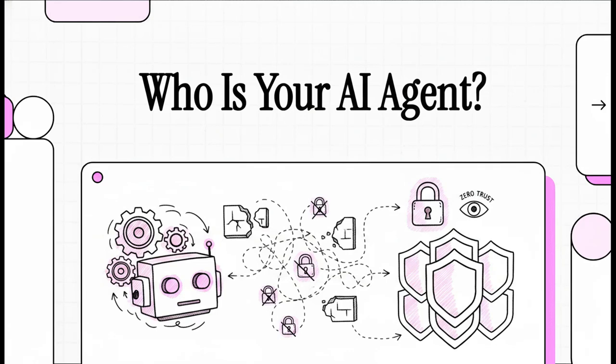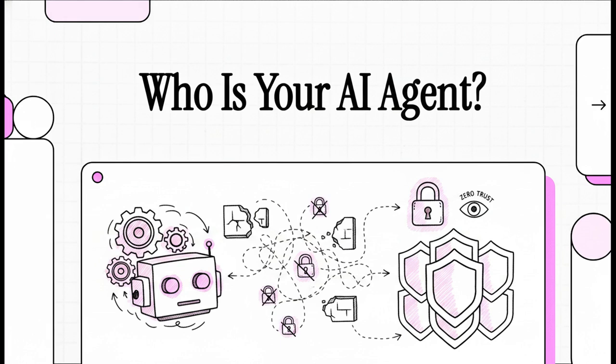Okay, let's just dive right into this. Welcome to today's Explainer, where we're tackling what is easily one of the most pressing and, frankly, most misunderstood architectural pivots in modern tech right now. Today, we're talking about your non-human workforce. Specifically, we're breaking down identity and zero trust for AI agents.